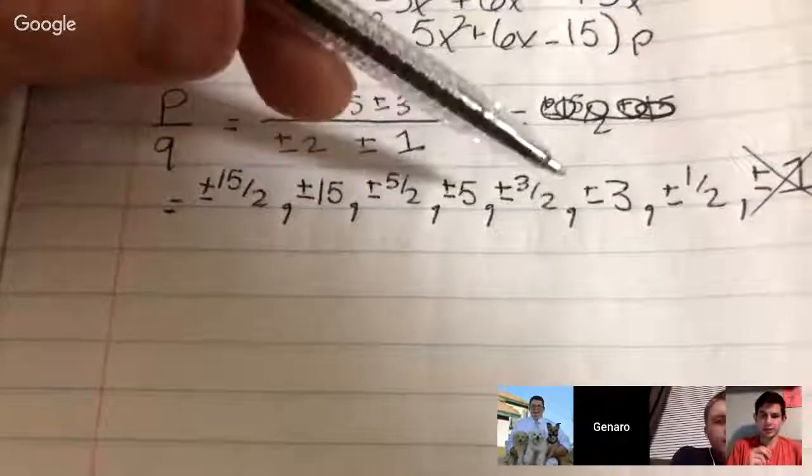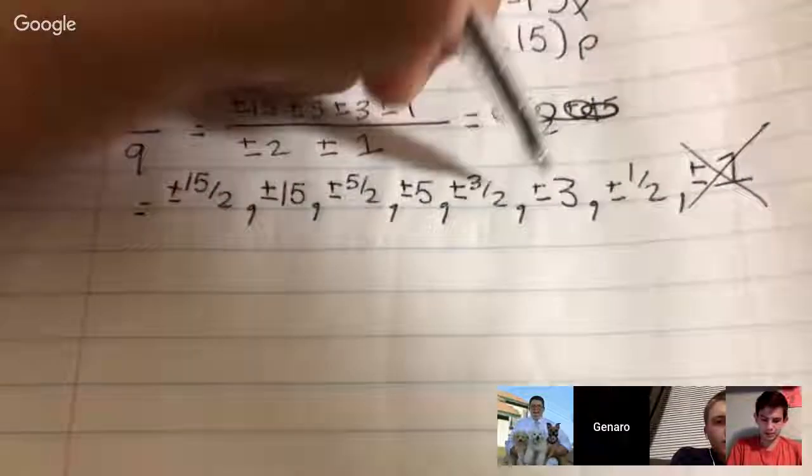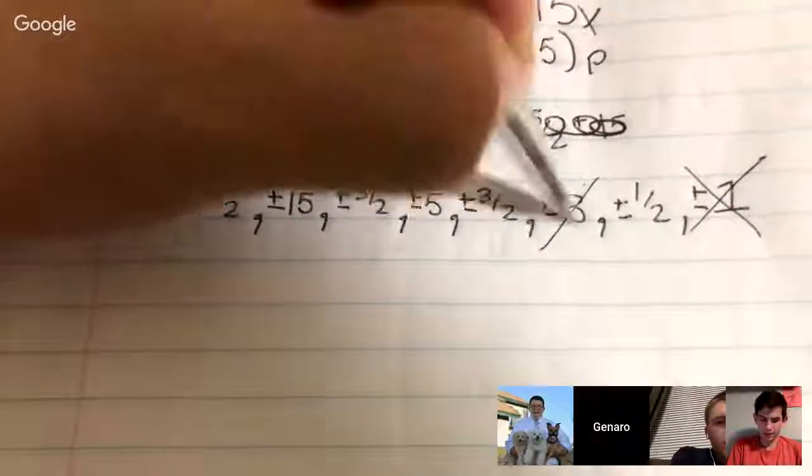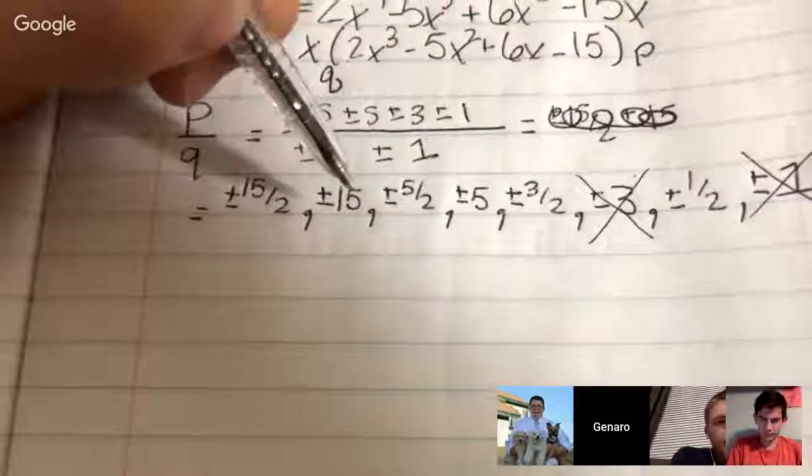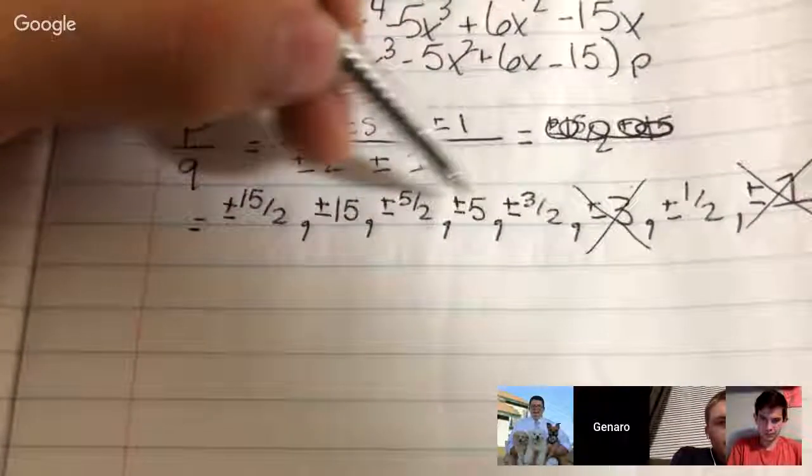So plus or minus 3 doesn't work. It looks like either plus or minus 3? Yeah. You want to try 5 next? Yep.